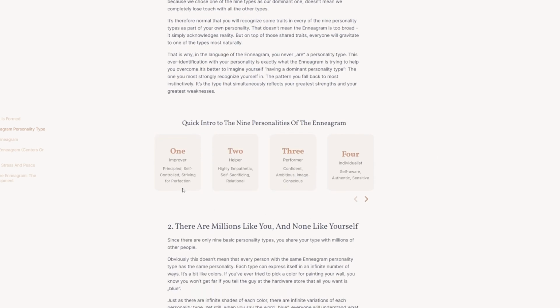Okay, 1 is the improver: principled, self-controlled, striving for perfection. That's pretty cool. 2 is the helper: highly empathetic, self-sacrificing, relational. Okay. Performer. 3: confident, ambitious, image conscious. 4 is the individualist: self-aware, authentic, sensitive. I actually kind of like that. 5 is the investigator: perceptive, curious, independent. 6 is the loyalist: responsible, cautious, reliable. 7 is the enthusiast: optimistic, playful, affirming.